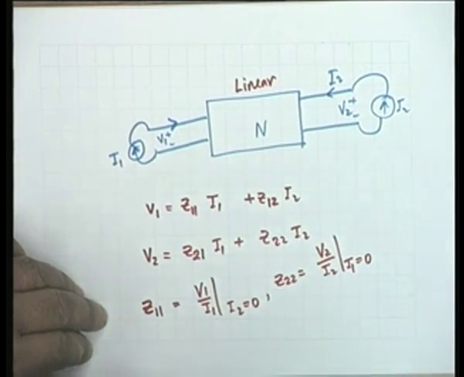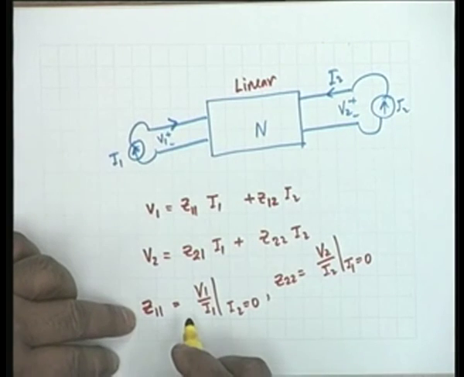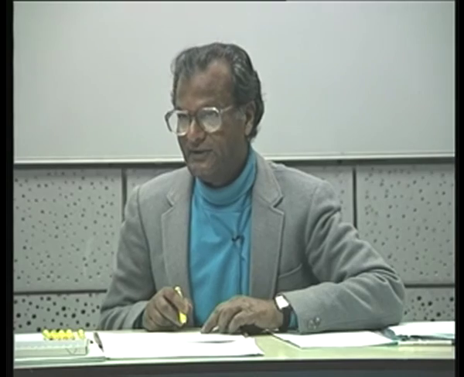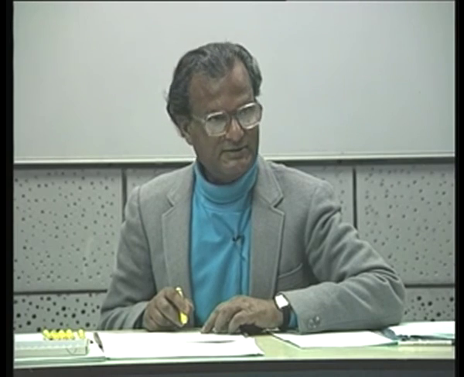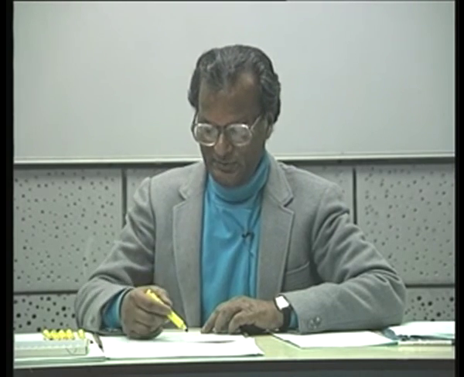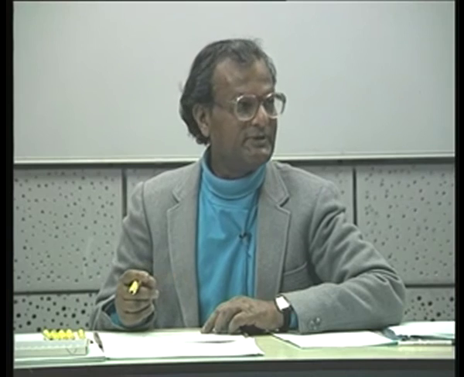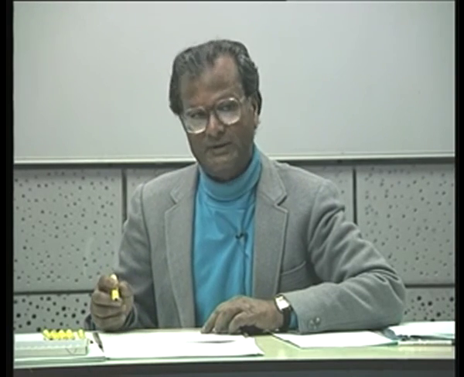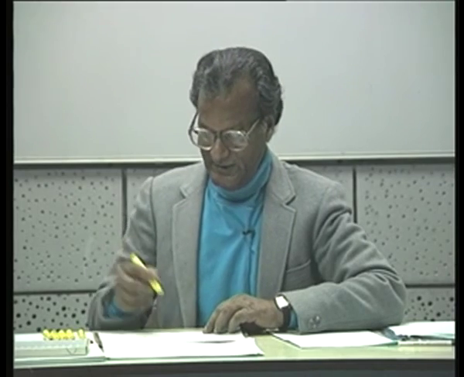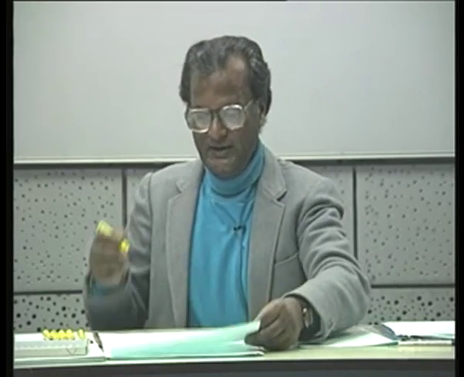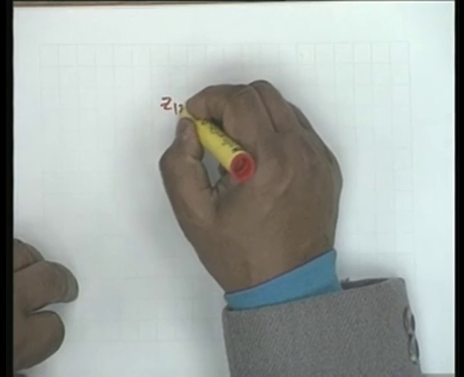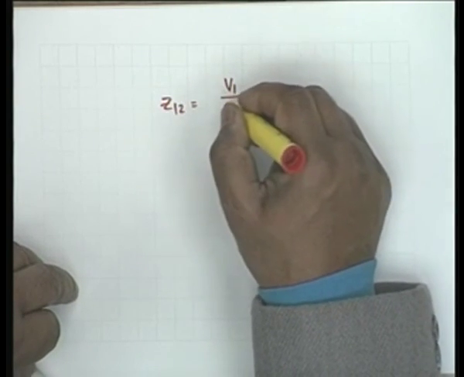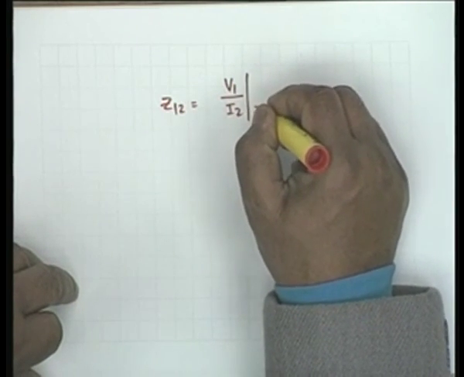You also notice something interesting, that Z11 is a driving point impedance, isn't that right? It relates the voltage and current at the same port, and therefore it is a driving point impedance. Similarly, Z22 is also a driving point impedance. All right. On the other hand, if you look at Z12, Z12 is V1 by I2 with I1 equal to 0.